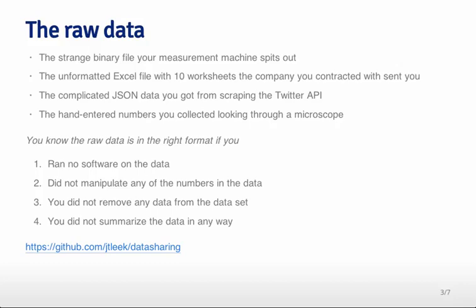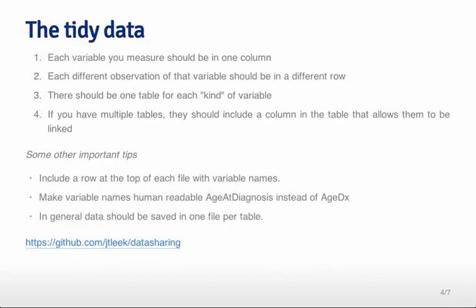You know the raw data is in the right format if, and this is a critical one, you ran no software on the data. Someone else might have run some software on the data, but by the time it was handed to you, there was absolutely no software that was run. And you didn't manipulate any of the numbers in the data set or remove any of the data from the data set. And you didn't do any summarization to the data in any way. So this is how you know that the data is in its rawest form. And it's one component of the data that you should have. Sort of the unadulterated raw data should be one component of having a tidy data set handed over to a collaborator. The tidy data is, on the other hand, the target or the end goal of the whole process.